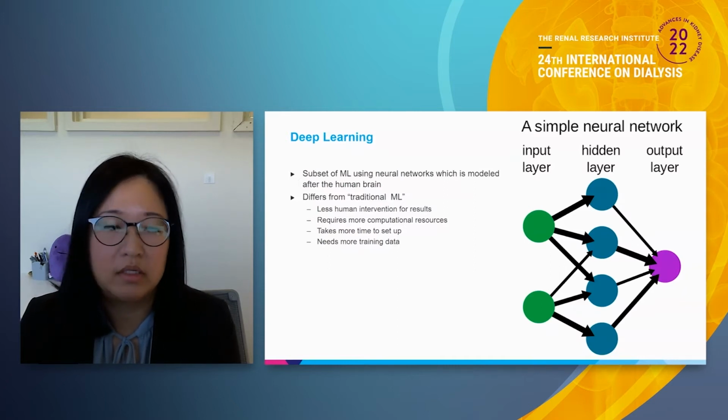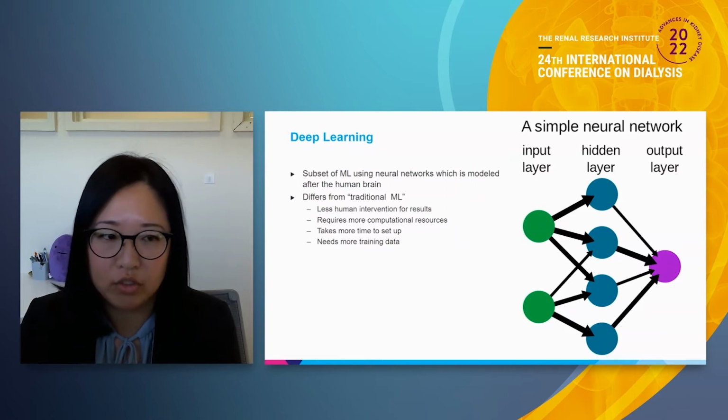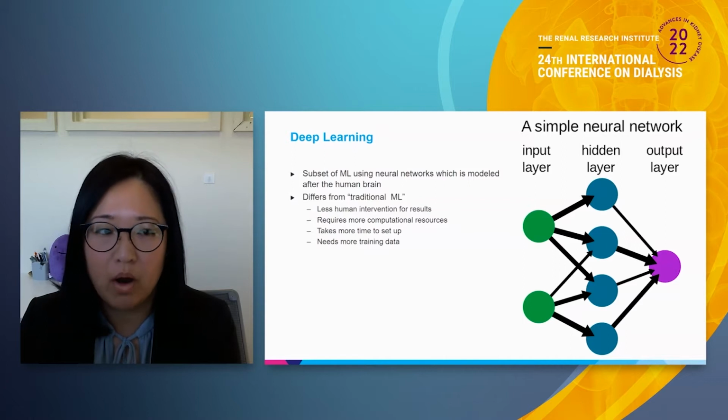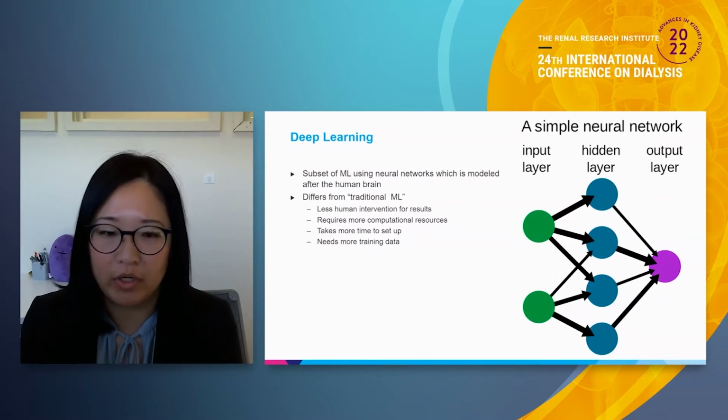Traditional machine learning is different from deep learning because deep learning generally requires less human intervention for the results. However, it does require more computational resources, more time to set up, and needs a lot more training data.